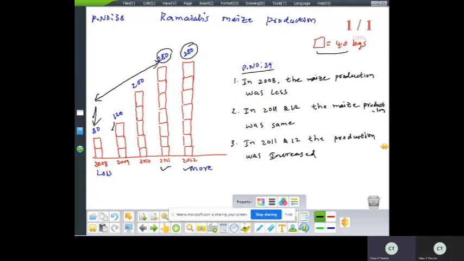This is Ramaya's maize production. The chart is in page number 38. We read the answers in page number 39. That is in the textbook only. Okay, this is our today topic, students.